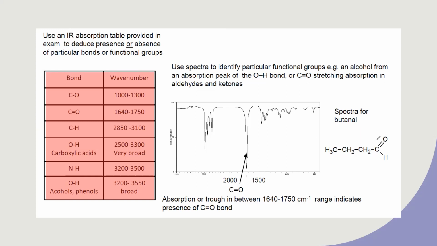So there should be a C double bonded with O peak. And that C double bonded with O peak is in what range? It is from 1640 to 1750. And you can see the range is small. This is a small range.